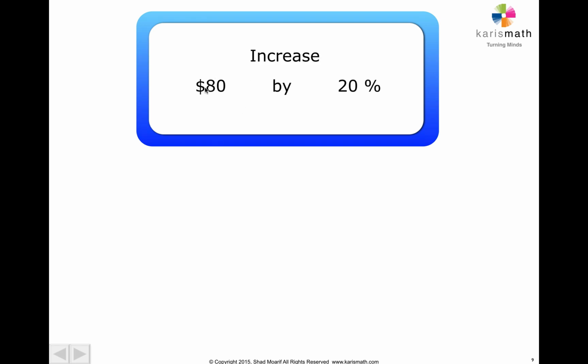Okay, let's now look at this example. Increase $80 by 20%. 20% of what? You know the answer to that. It's 20% of 80. So if you increase it by 20% of 80, you add 20% of 80, which is $16. So you add that and you'll get $96. That's one way of doing it.